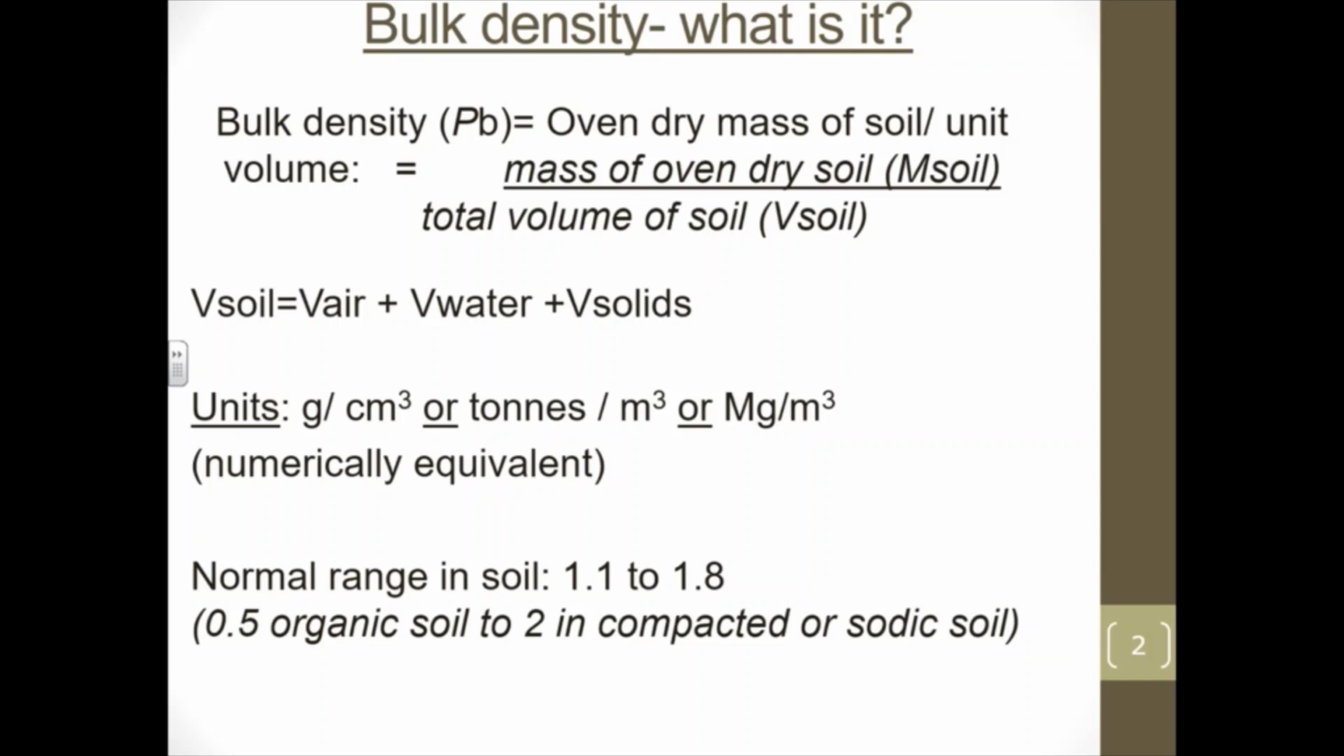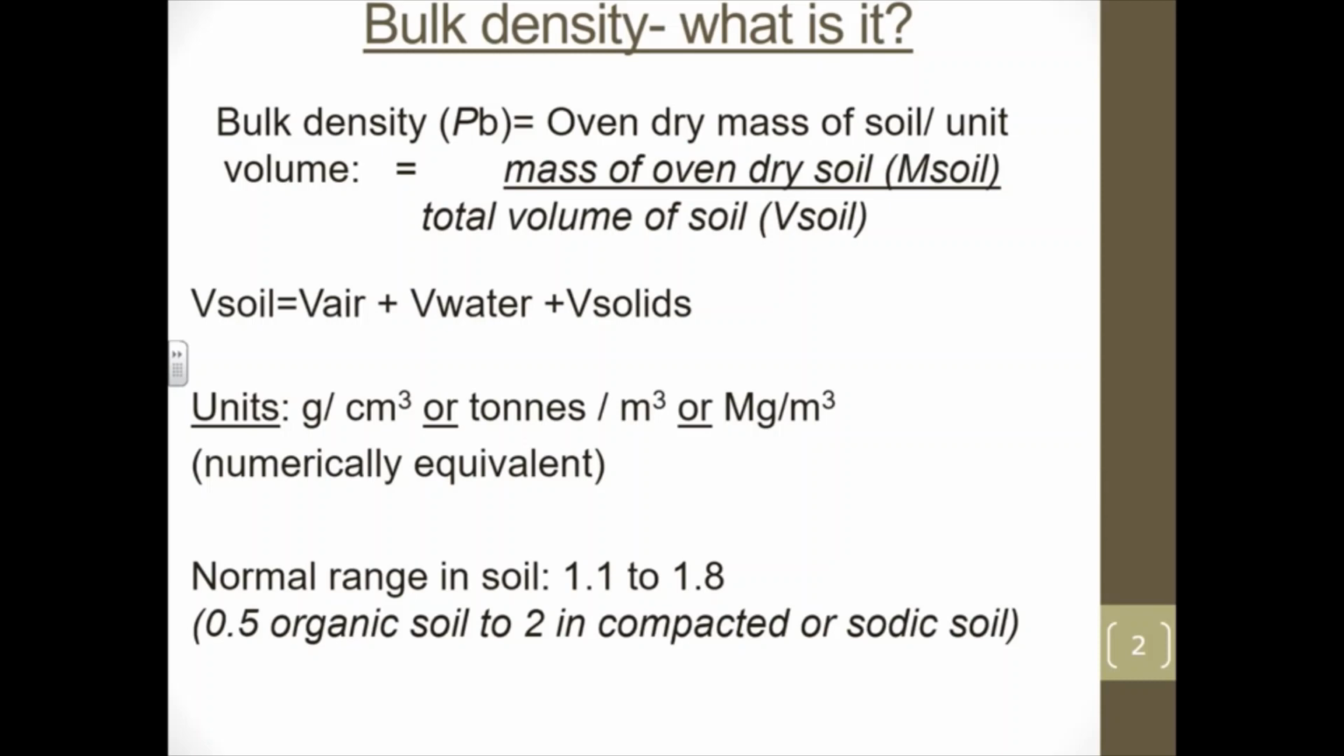Incidentally, all this is available, so you don't have to take in all these equations, even though they're pretty straightforward. So the volume of soil is equal to the volume of the air plus the volume of water plus the volume of solids. And the units are numerically equivalent, be it grams per cubic centimetre or tonnes per cubic metre or megagrams per 10 to the 6 grams per cubic metre.